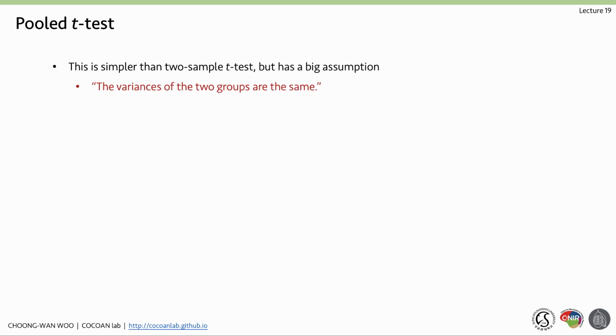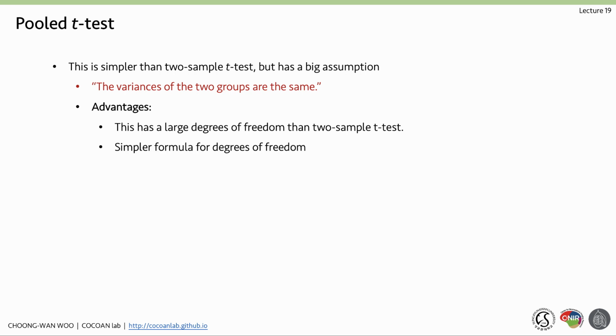Okay, there is a pooled t-test as well. This is one type of two-sample t-test, but it's a little bit simpler than the two-sample t-test. But it has a big assumption: the variances of the two groups are the same. The advantage is that this has larger degrees of freedom than the two-sample t-test, and a simpler formula for degrees of freedom. You saw that the degrees of freedom equation was really complicated in the previous slides, but here if we pool the two groups together, the degrees of freedom get simpler.